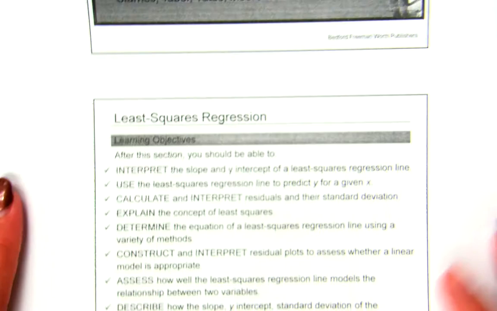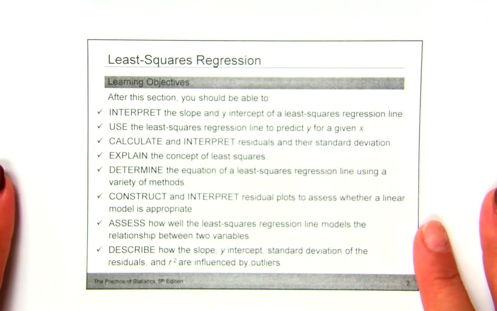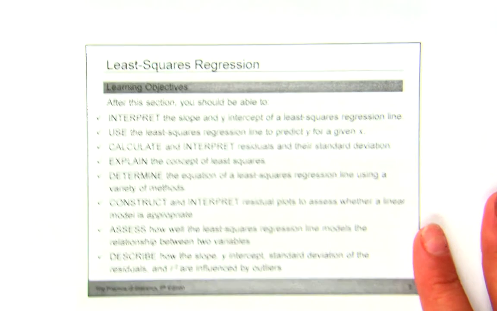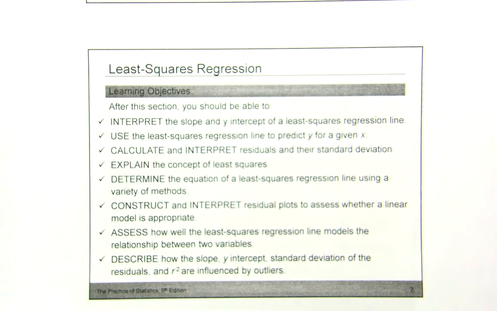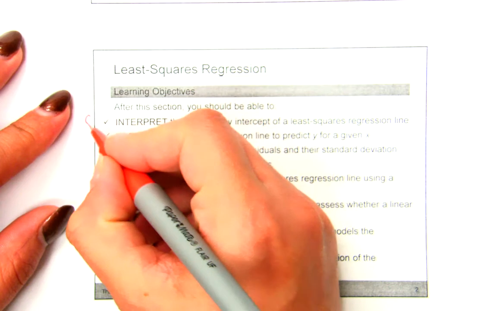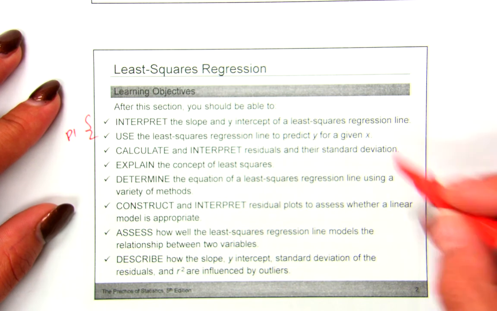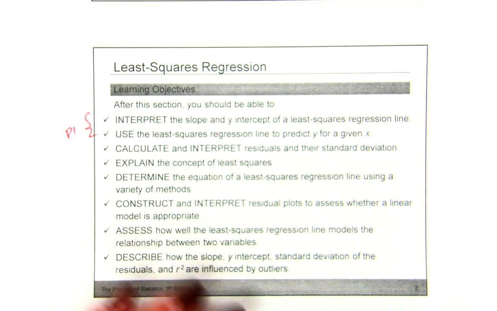Here are our objectives for the overall 4 videos that we're going to do. You can read those yourself. We're going to be concentrating on these 2 here for the part 1 video, and for the rest of them, calculate and interpret residuals and standard deviation. We're going to do that, but right now we're doing just part 1. Okay, so to get us started, we're going to talk about a regression line.